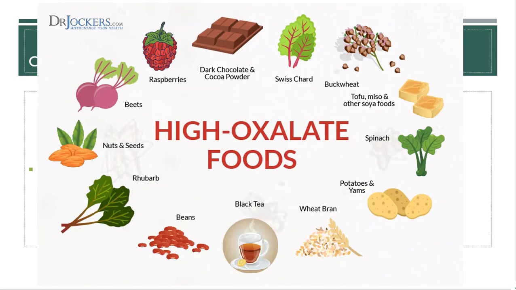Next are oxalate foods. Oxalate is another ion. We can measure that ion using an IC if that's what we want to do. No big deal. But high oxalate foods will also give rise to kidney stones. And you're seeing all the food items on the screen that are very high in oxalate. Black tea, which includes brewed tea as well as hot and cold. Beans, rhubarb, nuts and seeds, beets, raspberries, dark chocolate, Swiss chard, buckwheat, tofu, spinach, potatoes, yams, wheat bran.